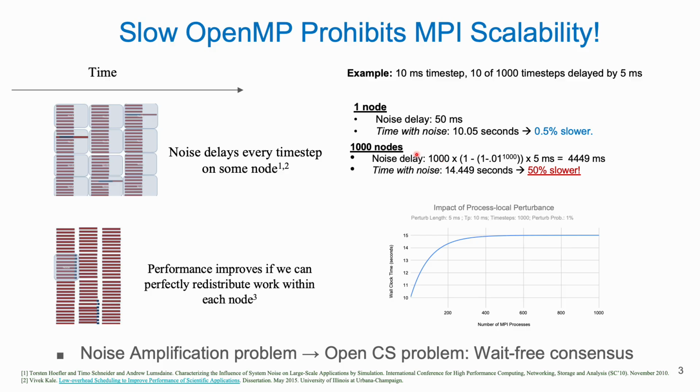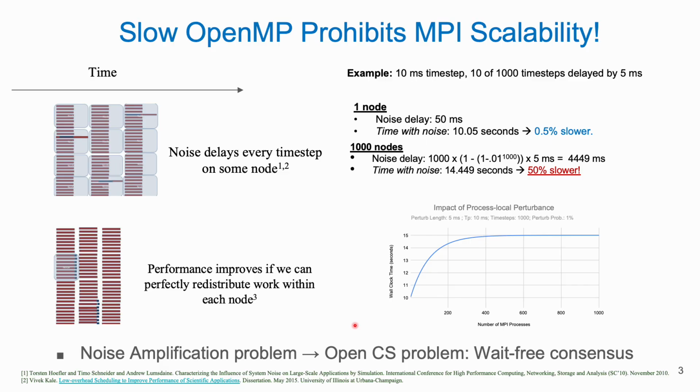But now, if we increase the program to run on 1,000 nodes, which is not an unrealistic number for a simulation, the expected time with noise is 14.449 seconds. That's around 50% slower. This is the noise amplification problem. And you can model this here further through this chart that I have, and you can see this inflection point as you go up to 400 processes.